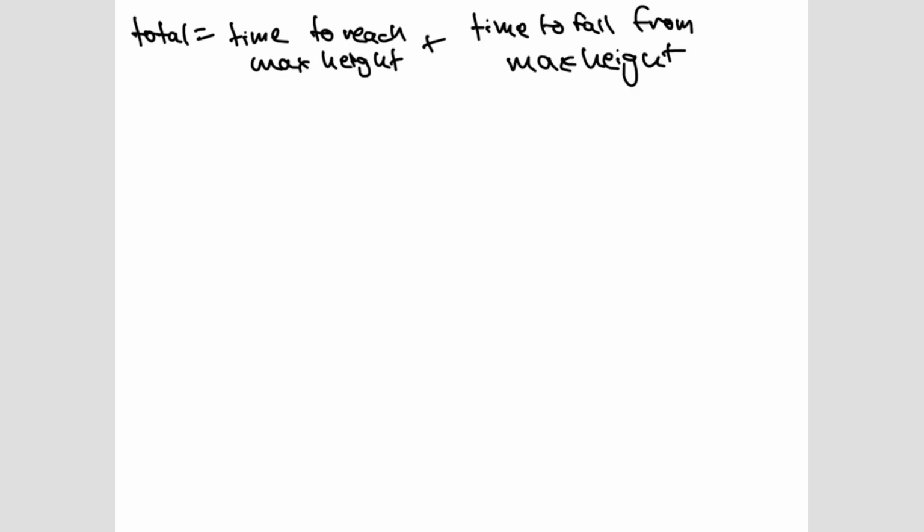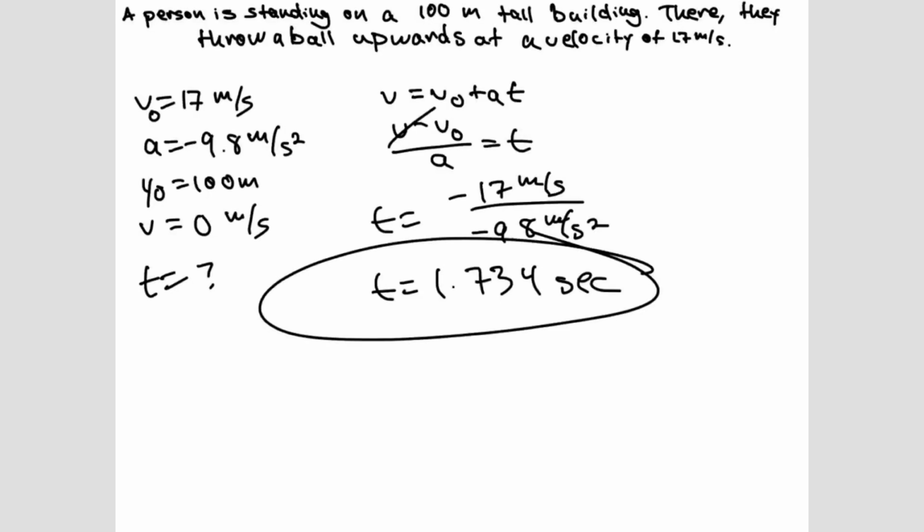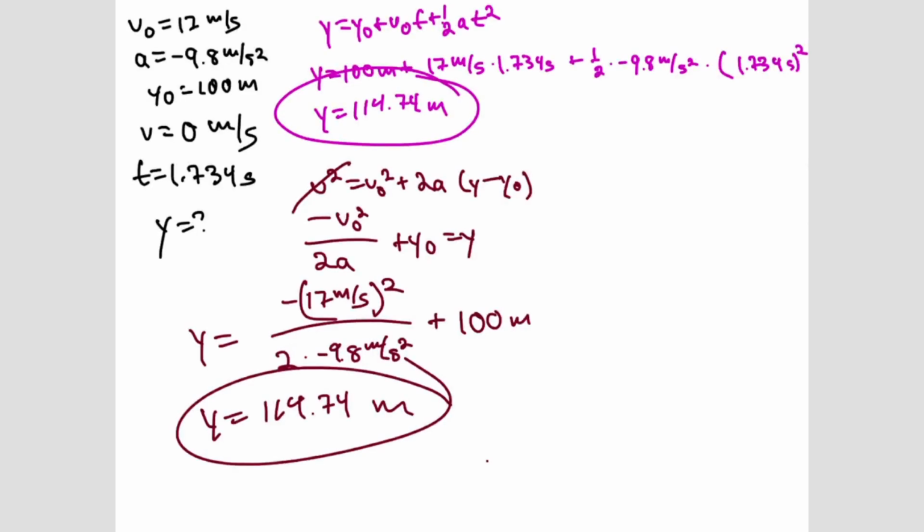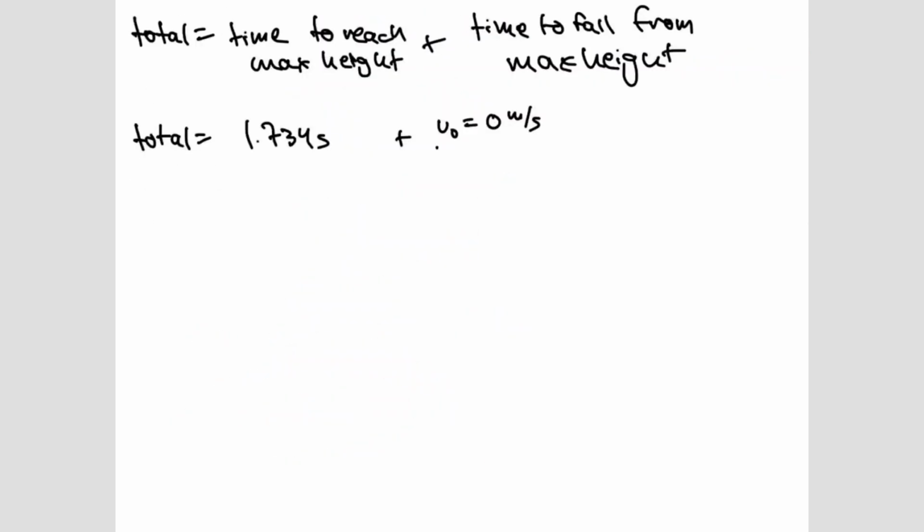Now, fortunately, we already solved for the time to reach max height. We did that here. That was 1.734. So now we have the total is equal to 1.734 seconds plus, and now we have a little kinematics problem. We want to find the time to fall from max height. Well, at maximum height, the velocity is equal to 0. We calculated the max height earlier, 114.74.